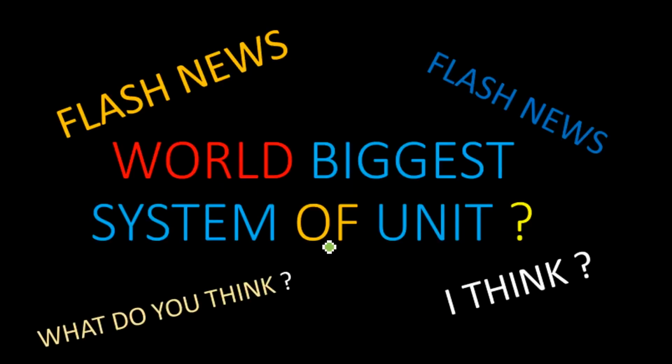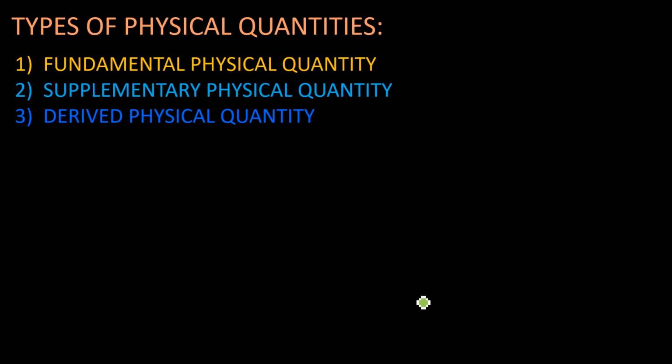What is the world's biggest system of units? SI system, right? System of international or international system. Very good, so you got the answer. Congratulations. And coming to the next point, types of physical quantities. Physical quantities are divided into three types: fundamental physical quantities, supplementary physical quantities, and derived physical quantities.